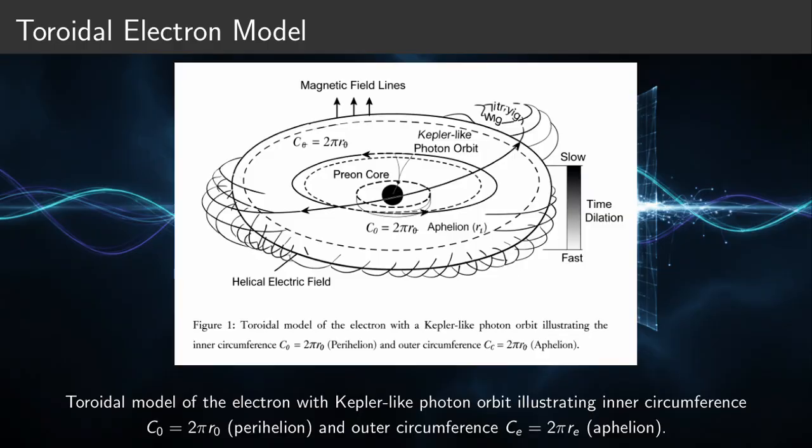This diagram illustrates the toroidal structure of the electron. The inner circumference corresponds to the preon scale. The outer circumference defines the classical electron boundary. The photon orbit connects these two scales through a continuous trajectory.